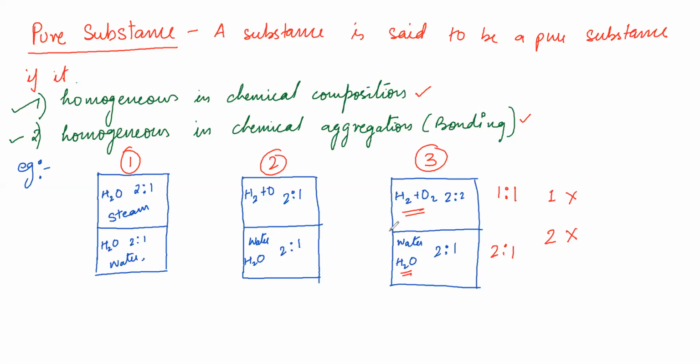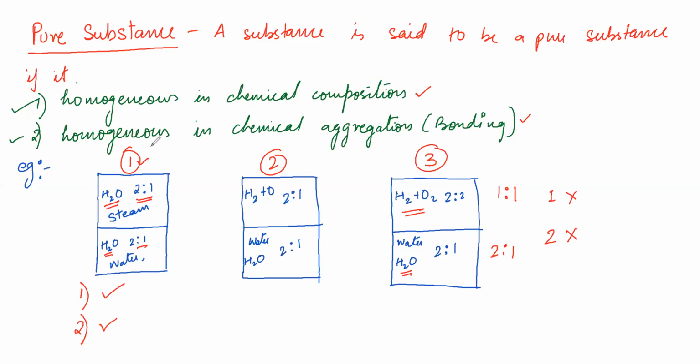Similarly, just compare it with the first one. In the first one, your first criteria, that is your chemical composition, is 2:1, H2 to O. So yes, it's satisfied. Second criteria, chemical bonding: yes, H2O of steam and H2O of water are both the same, so we can say that the first one is a pure substance. It does not matter whether it exists in a solid phase, a liquid phase, or a vapor phase, it is meeting both the criteria.